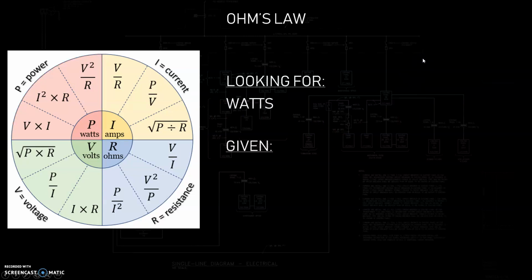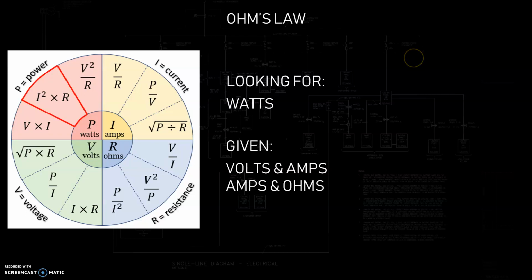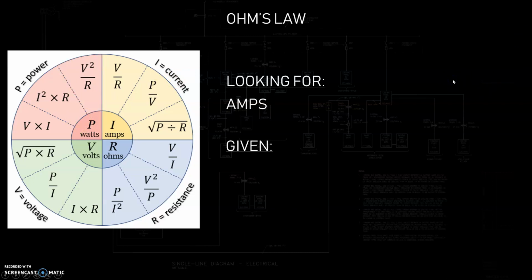Okay. If they give me the next thing, what two values have they given me? If they've given me volts and amps and I need to find watts, that's the equation we're going to use, V times I. If they've given me amps and ohms, that's the equation we're going to use, I squared times R. And if they've given me volts and ohms, that's the equation we're going to use, V squared divided by R. So you can see no matter what combination they give you, there is a calculation we could use to find our watts value.